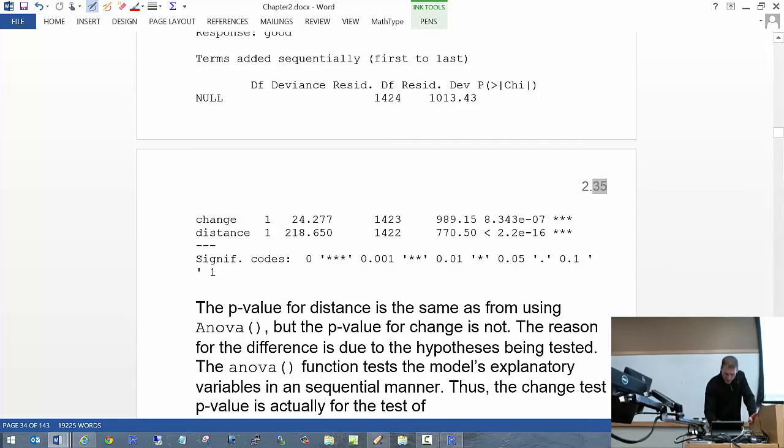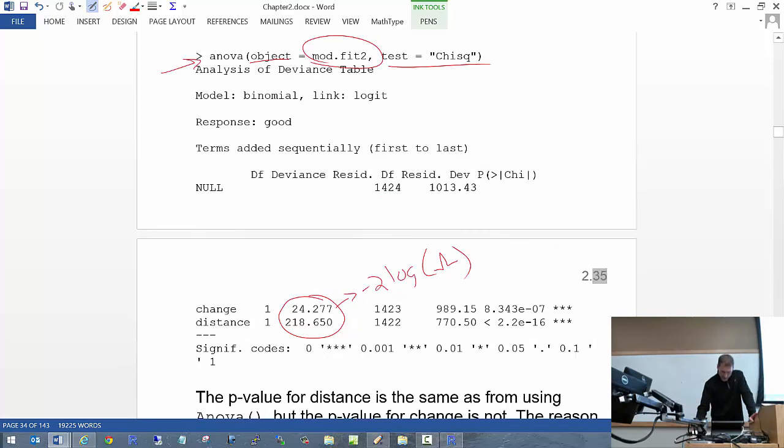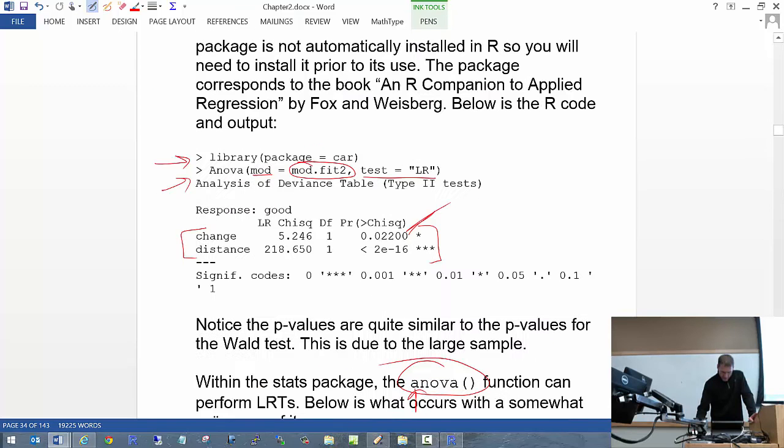The main thing to focus on is these statistics here. These are -2log(Λ) statistics. And perhaps I didn't point that out before. Sorry, that right there was the -2log(Λ) statistics.